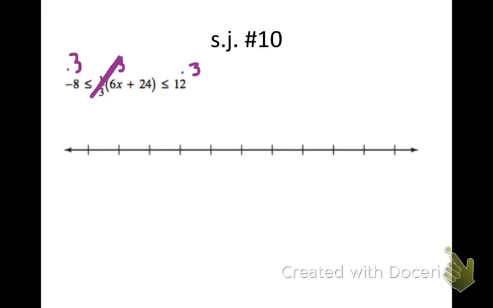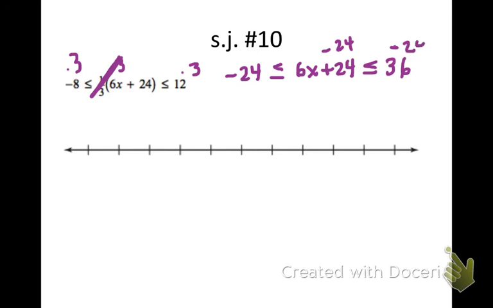So then I'll rewrite it, and I'll have negative 24 is less than or equal to, and then I'll keep the 6x plus 24 in the middle, which is less than or equal to, and then 12 times 3 is 36. Okay, so now I can come through and subtract 24 from all parts. And I would get negative 48 is less than or equal to 6x, which is less than or equal to 12.